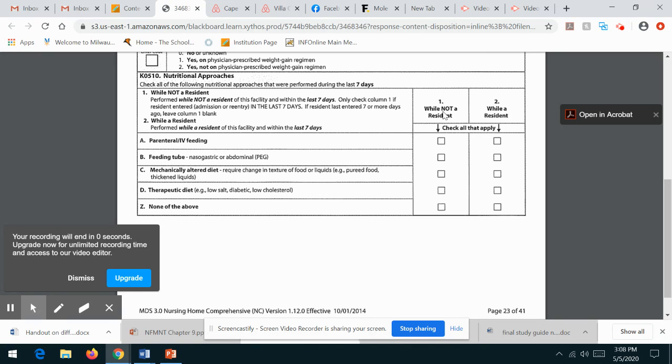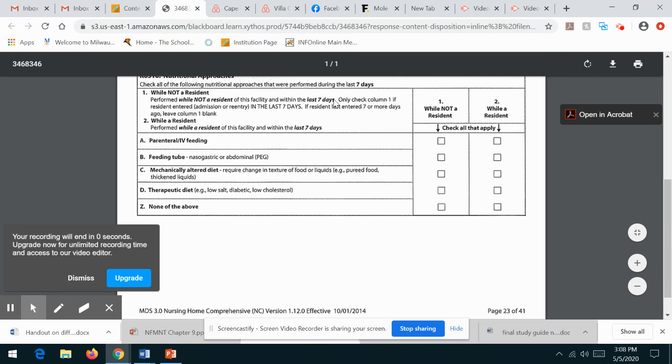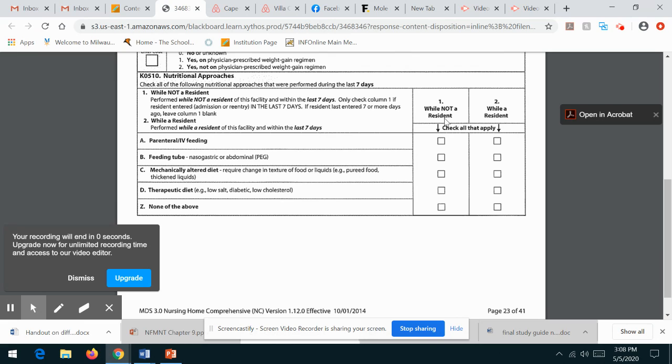Okay, so you see we have while not a resident. This would be performed while not a resident and within the last 7 days. So let's say that your client just got there, or that they were your client and then they got sick and went to the hospital and had to come back. Most of the time our checks are going to be here in the while a resident.